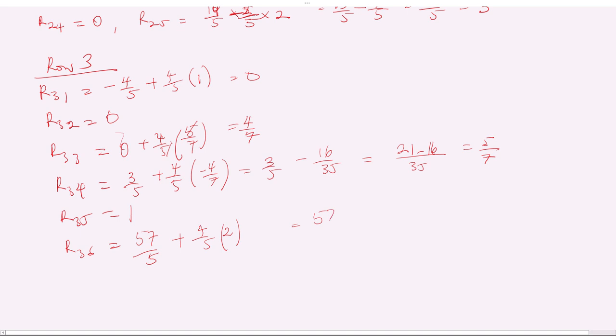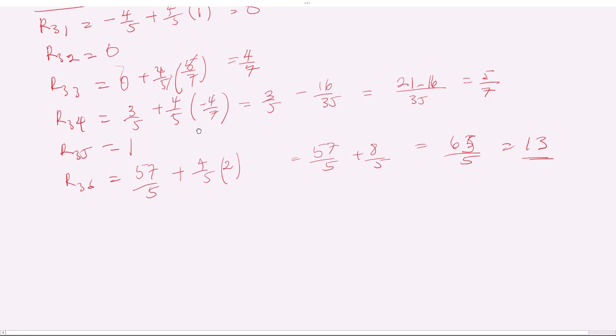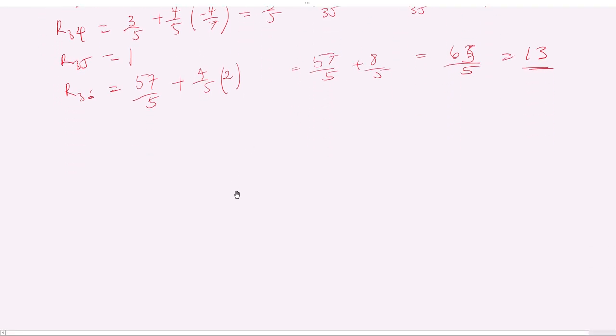So this is 57 over 5 plus 8 over 5, which is 63, I guess. No, it's 65, sorry, over 5, which is 13. So with this, we now have to generate a new table. So if we are to generate a new table and put in the values, we have x, y, s1, s2, z, then we have the k again.